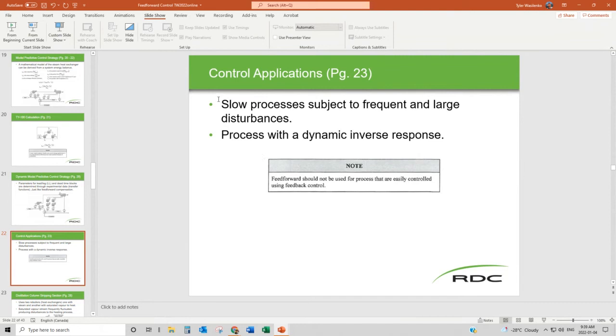So this is where we use feed forward. So similar processes that we would use for cascade. Okay, feed forward should not be used for processes that are easily controlled using feedback control. And that's kind of a no-brainer. Don't make things more complicated than they need to be.